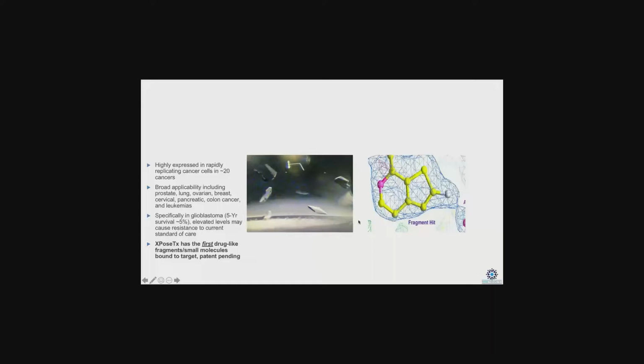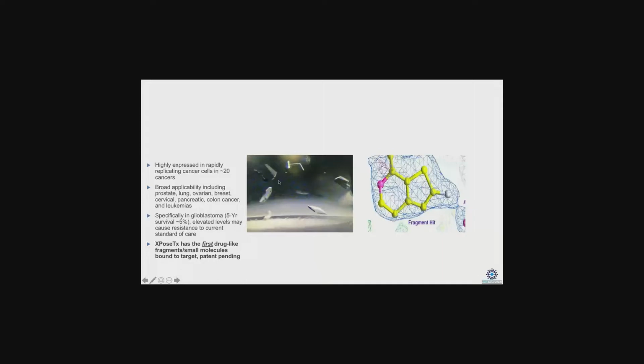So in this company, we have built a DNA DDR platform, as we are calling it, a DNA damage response drug discovery platform, the center of which is high-throughput crystallography, driven by fragment-based drug discovery. And of course, we can take hits from other methods as well, but then pipe them through this iterative process of structure-guided optimization and then downstream biology. A couple of examples from here. This is a target that is highly expressed in rapidly replicating cancer cells in about 20 cancers, and it has a broad applicability.